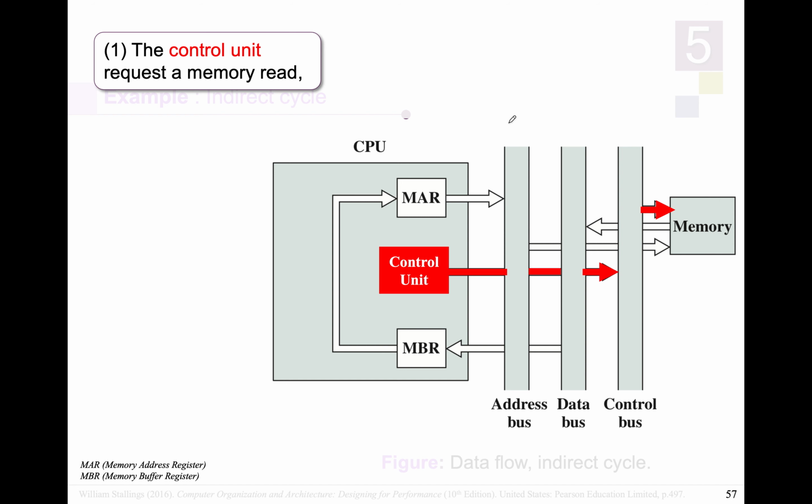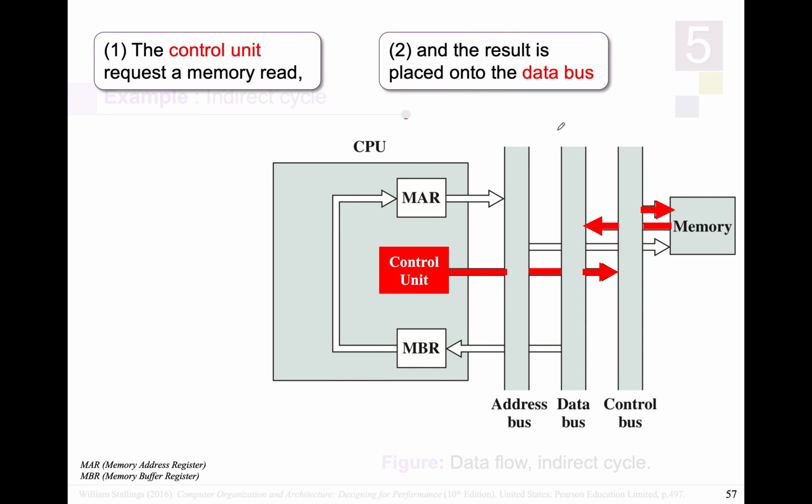First of all, what is happening? Your control unit will request the memory read. That will come out with your initial value. If it started with 0, then it's going to be 0 and so on. So first, your control unit will use your control bus to request your memory read. So this is the first thing that happened.